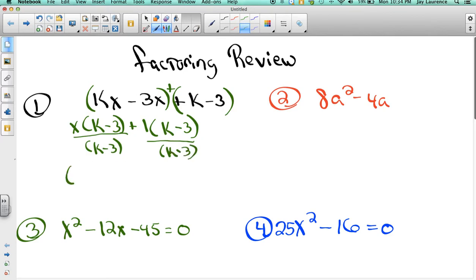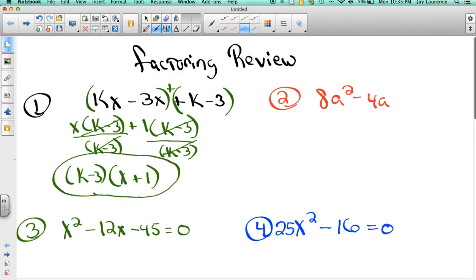And I'm going to get the quantity of k minus 3 times the quantity of what's left. Well, there's an x, and over here there's a positive 1. And so there is your expression factored completely.